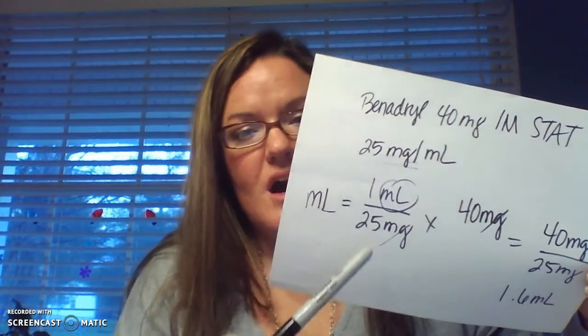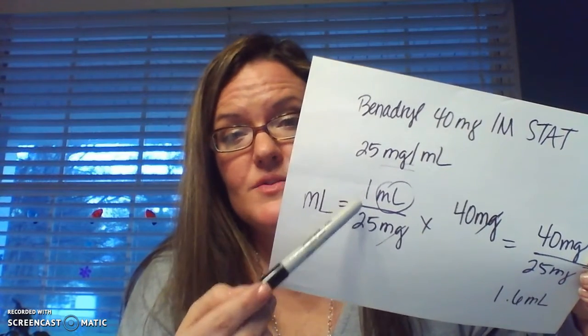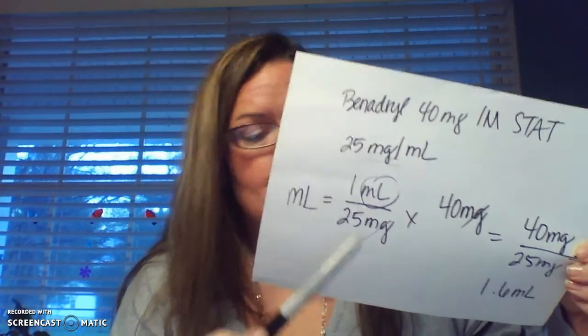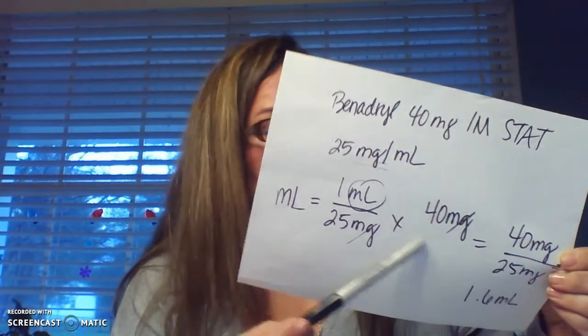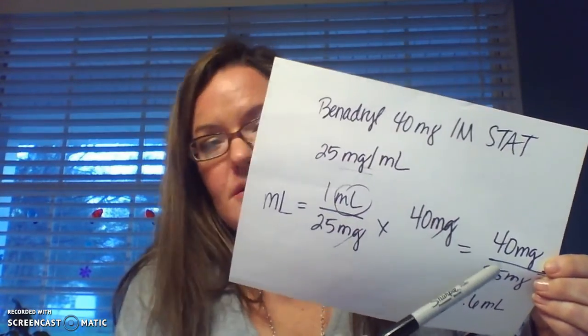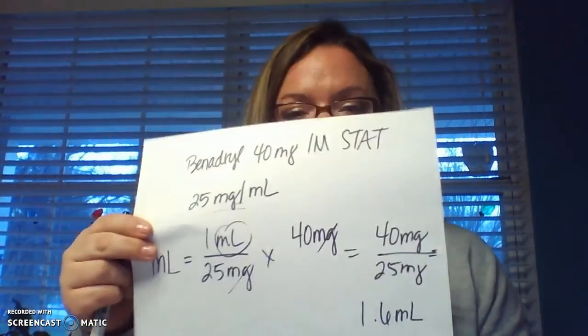So first column is, what do I have? I have 1 milliliter vials with 25 milligrams. All right. What am I going to give? 40 milligrams. Multiply straight across and then divide. And I've got 1.6 milliliters.